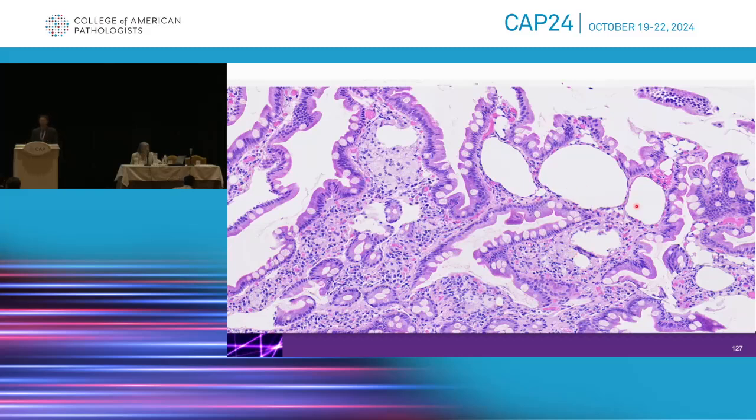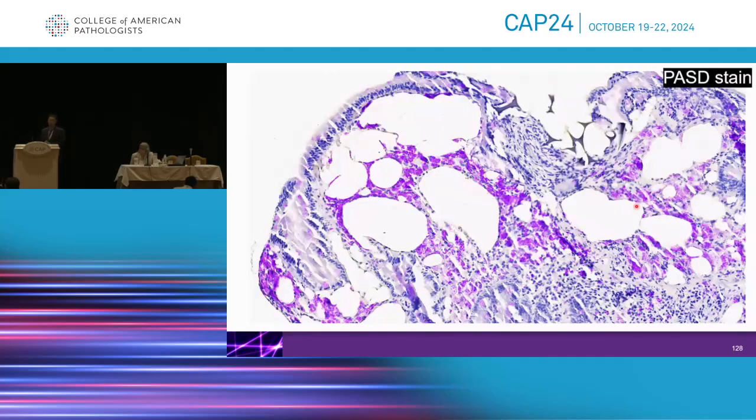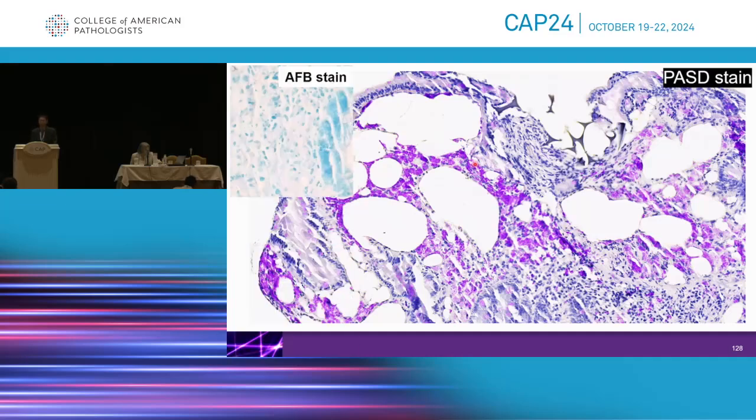Your first impression will be Whipple disease. And then what stain do you need to do? PAS-D, right? So this is a PAS-D stain or PAS stain. You can see the foamy histiocytes contain this granular, chunky bacteria, much larger than MAI. I will show you later. And you can see the dilated lymphatic channels. And these bacteria are negative for AFB stain. So this confirms Whipple's disease.